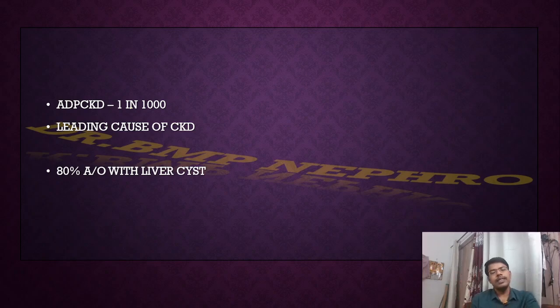What is the incidence? The incidence is 1 in 400 to 1 in 1000. It is a bit common in the nephrology OPD; day in and day out, you might encounter these cases. It is one of the leading genetic causes of chronic kidney disease. Apart from diabetes, hypertension and glomerulonephritis, this is one of the leading causes of CKD. And what is the most common extra-renal manifestation? It is the liver cyst.